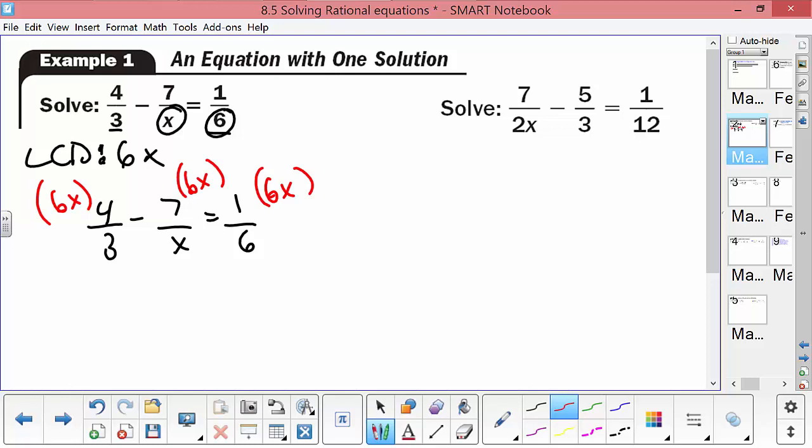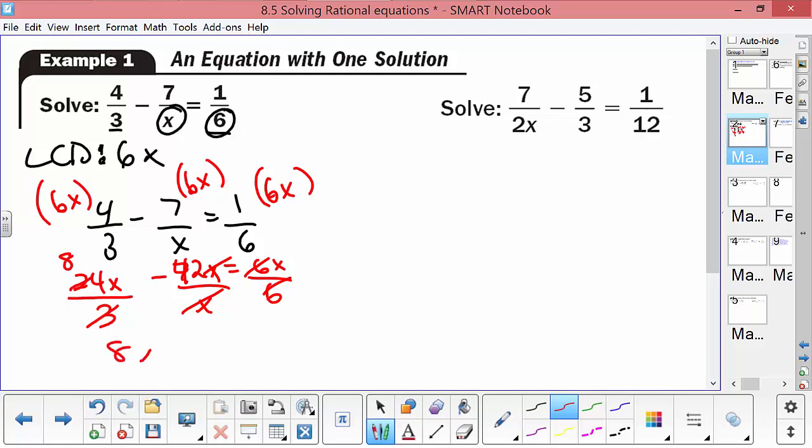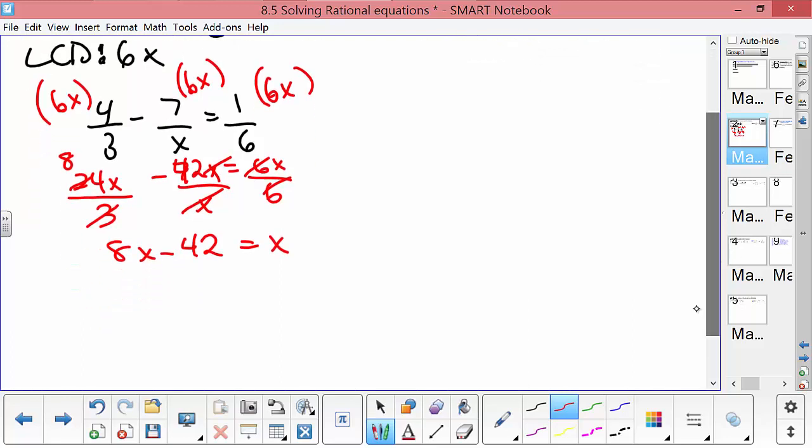And then I cancel what's common in the numerator and the denominator, because this is now simplified to be 6x over 6. So I can cancel the 6's. This is now simplified to be 42x over x and 24x over 3. So I can simplify this to be 8. So I'm left with 8x minus 42, which is equal to x. I bring everything to one side. So I have 7x, which is equal to 42, and x is equal to 6.